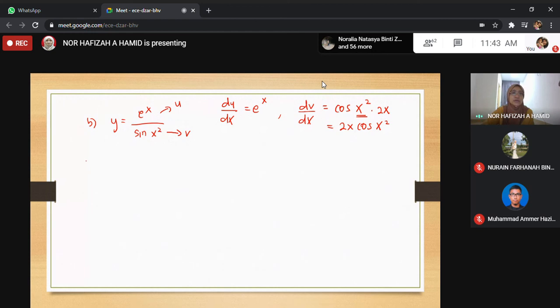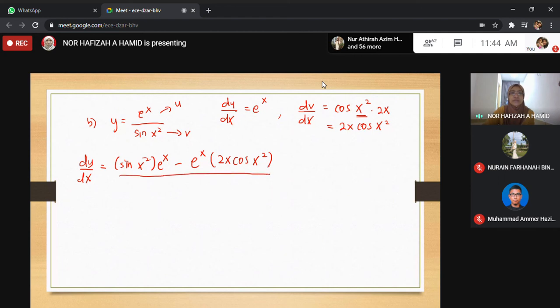Okay, so you nak calculate dy over dx. So formula for quotient, you have v. V is sine x squared. V du. Du is ex. So minus with u, ex. And dv. dv is 2x cos x squared. So over with v. So v is sine x squared squared.